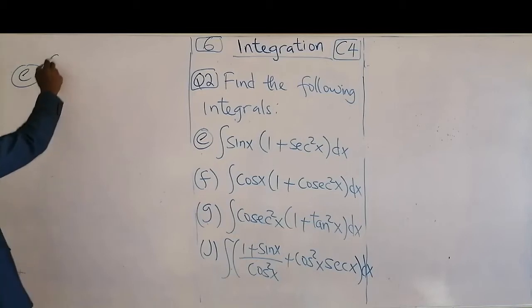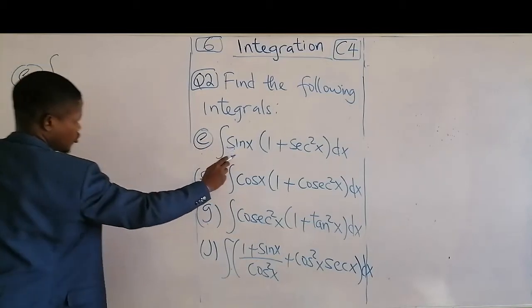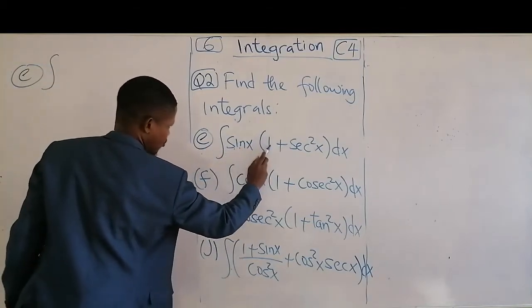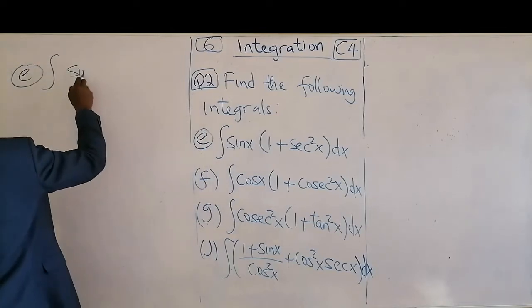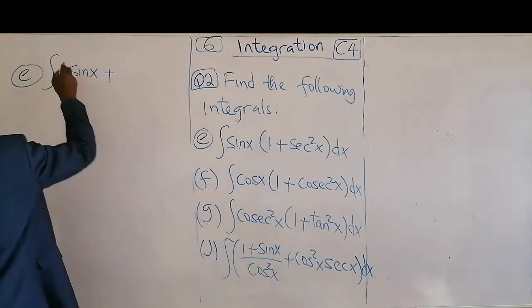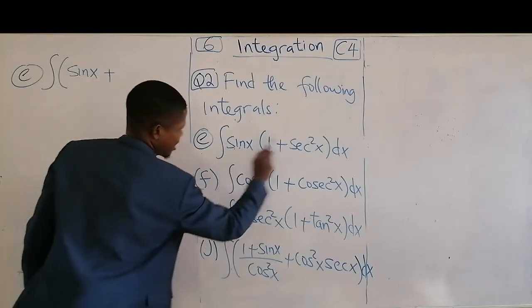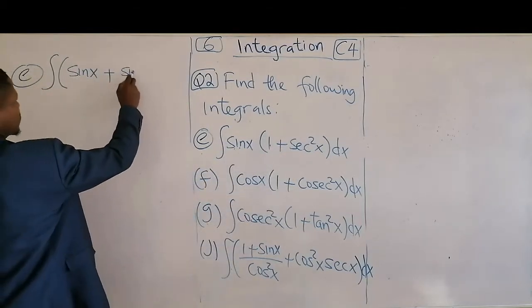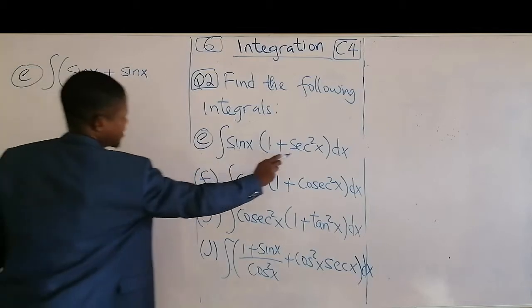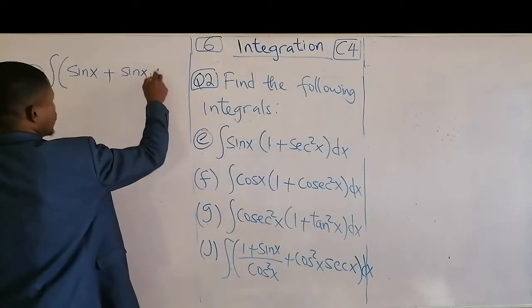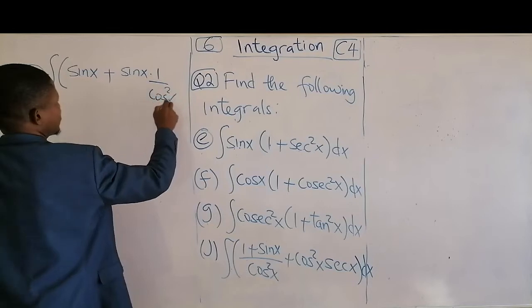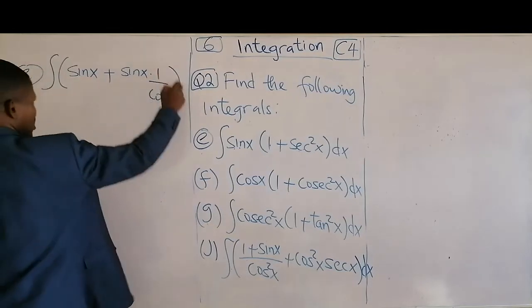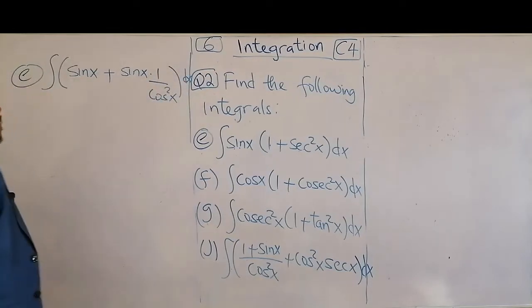What we're going to do for this one is to open these brackets. This one times this one, and that will be sine x. Then plus, open your bracket here, this one times this one, which is sine x times sec square x, meaning 1 over cos square x. Then close the bracket and put your dx.